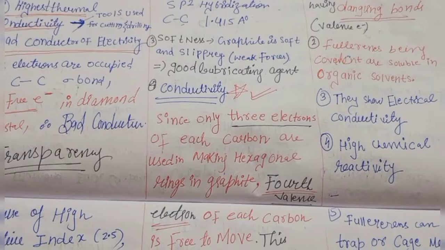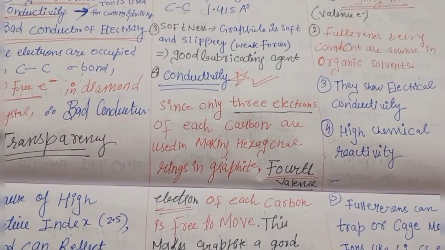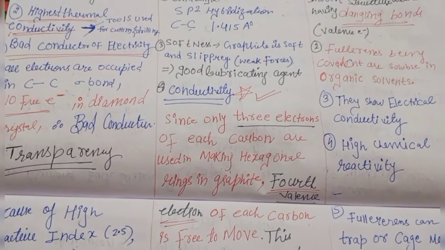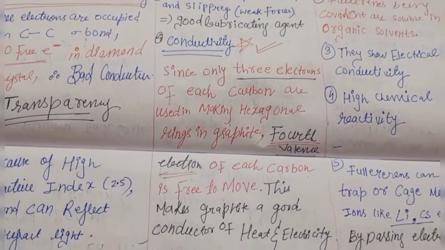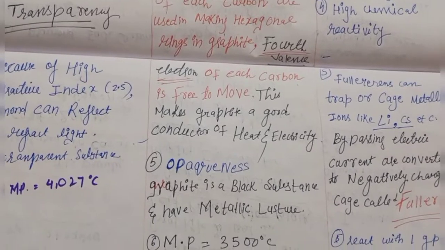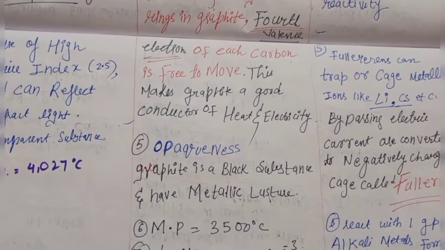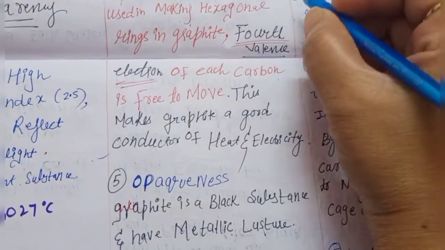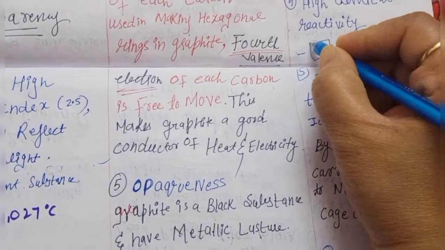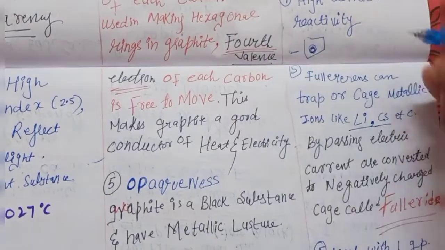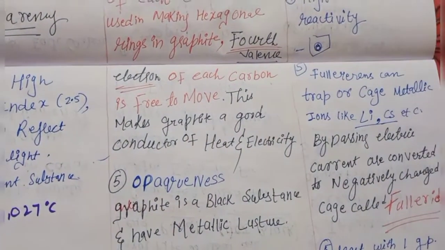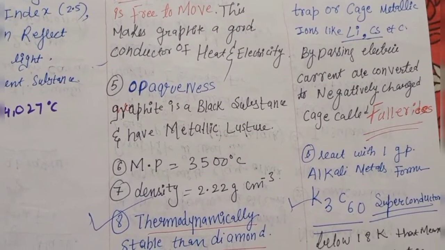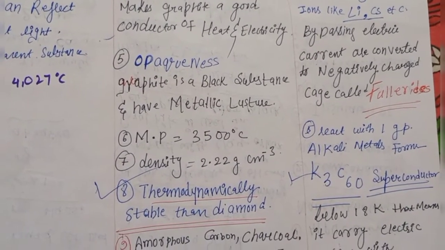So these compounds are soluble in the organic solvents. They show electrical conductivity also, because here also sp2 hybridization, so one electron will be free. High chemical reactivity, and fullerenes can trap or cage metallic ions like lithium, cesium, etc. As we saw in their structure, a pentagon and hexagon, they can trap any element like lithium, cesium, etc. in their structures, and by passing electric currents, these are converted to the negatively charged cage called fullerides.